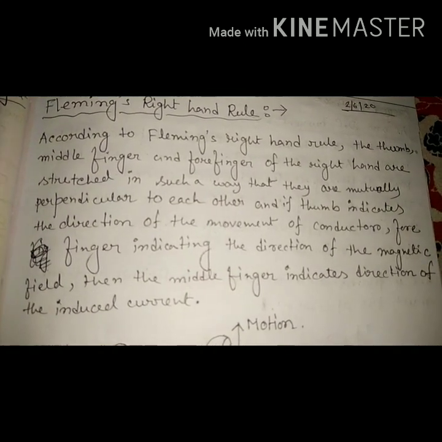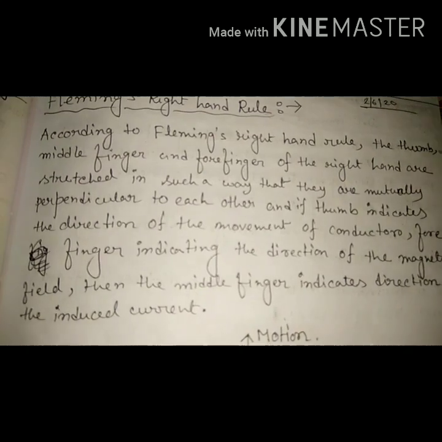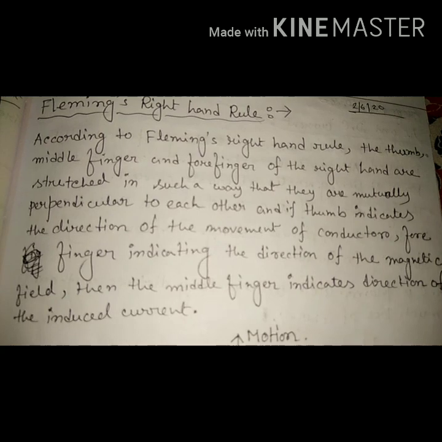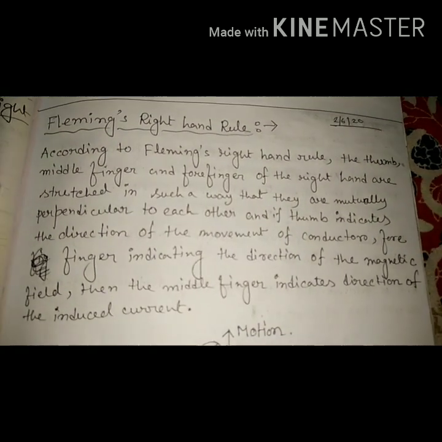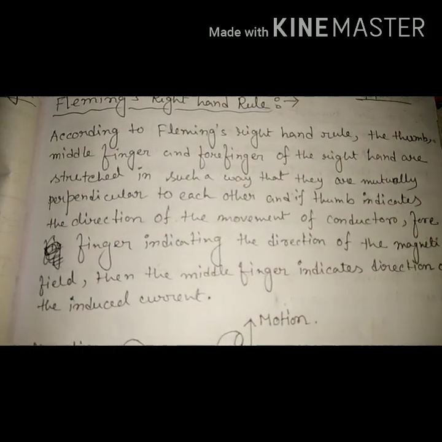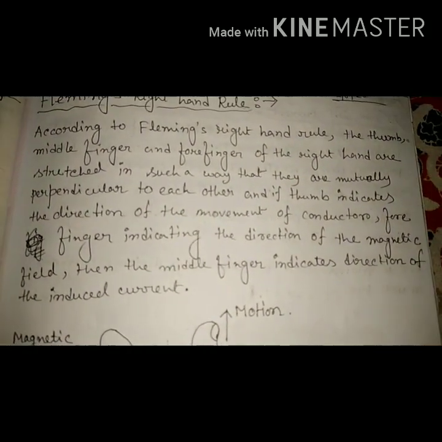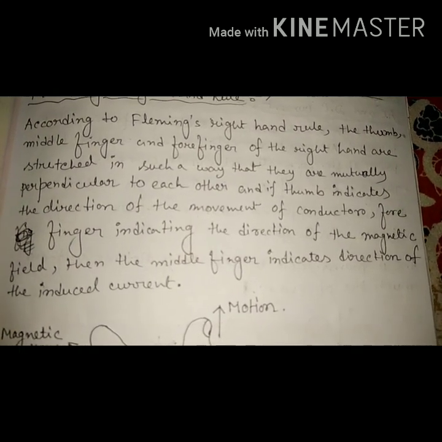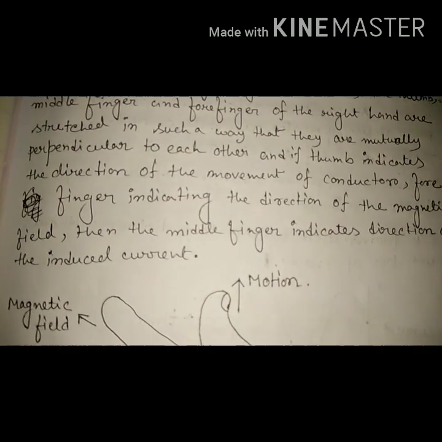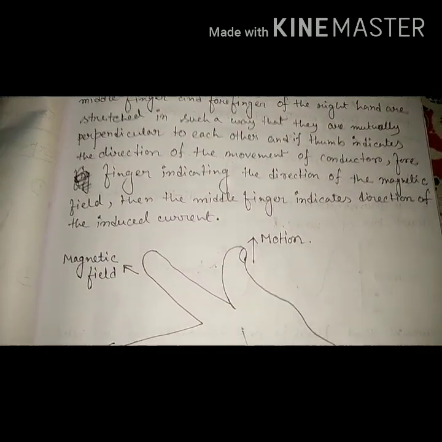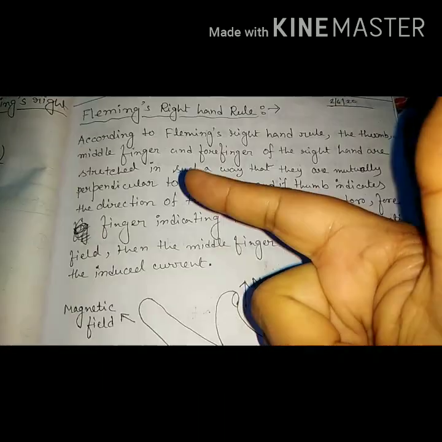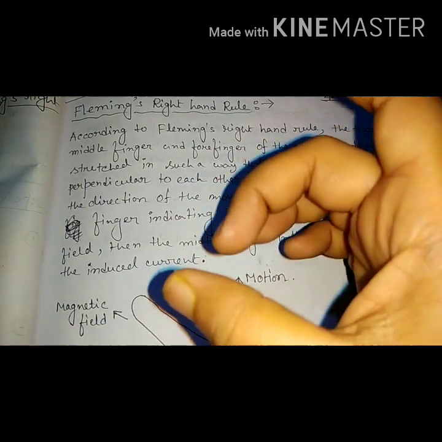So how do we state this? According to Fleming's right hand rule, the thumb, middle finger and forefinger of the right hand are stretched in such a way that they are mutually perpendicular to each other. If the thumb indicates the direction of movement of the conductor and the forefinger indicates the direction of the magnetic field, then the middle finger indicates the direction of induced current. So this is our right hand: thumb, forefinger, middle finger. So we find out the current.